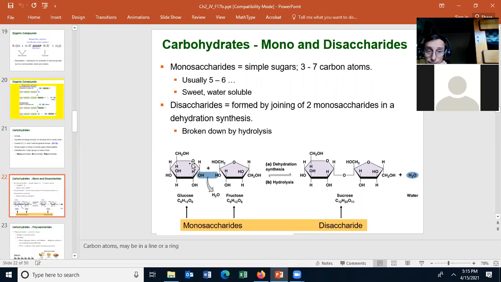The sugars can be in a linear form or in the circular form, depending on how the molecule is structured. Fructose, if it's in water, most of it is in the circular form. And then glucose, if it is dry, out of water obviously, most of it is in the linear form.